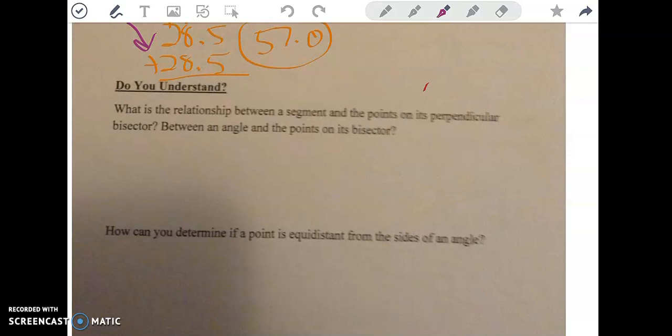So now the do you understand part. What is the relationship between the segment and the points on its perpendicular bisector? Well, on that first question, basically the segments are bisected, creating equidistant segments. Two segments that are bisected will be the same, so they're both going to be equidistant from the bisector.